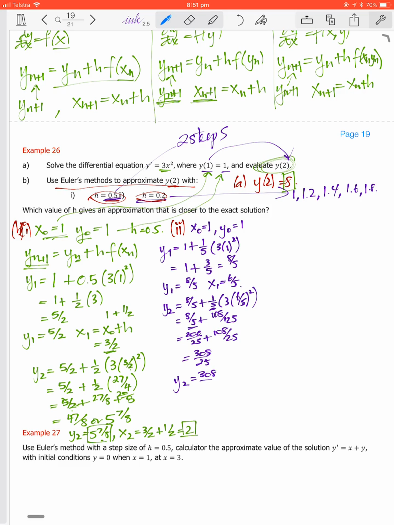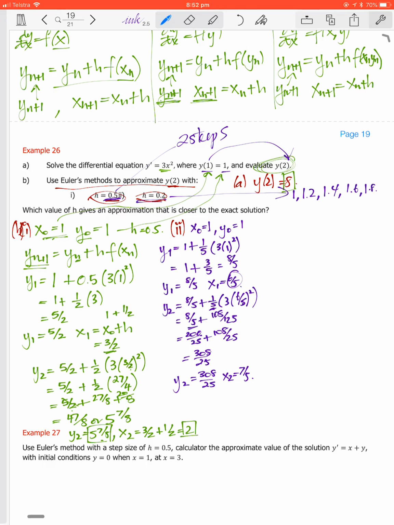And then x2 is going to equal 6/5 plus another fifth, which is 7/5. Now, so I don't have to keep doing the mathematics behind it, I'll show you how you do it on a CAS.